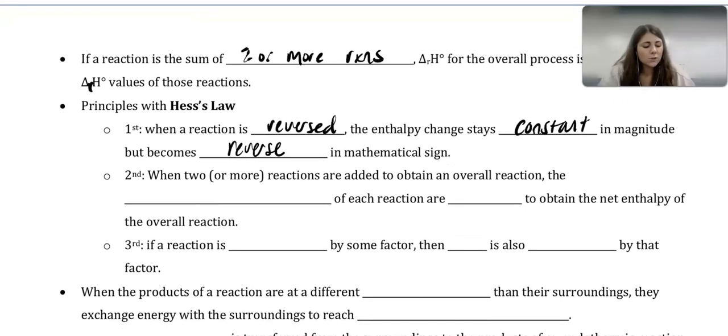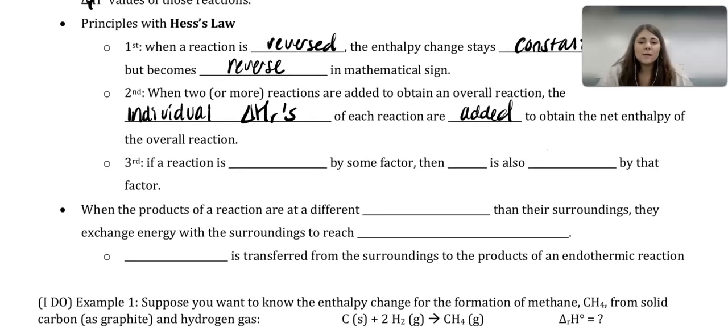When 2 or more reactions are added to obtain an overall reaction, the individual delta H reaction of each reaction are added to obtain a net enthalpy of the overall reaction. And lastly, if a reaction is multiplied by some factor, then delta H is also multiplied by the same factor. This also goes along with division as well.